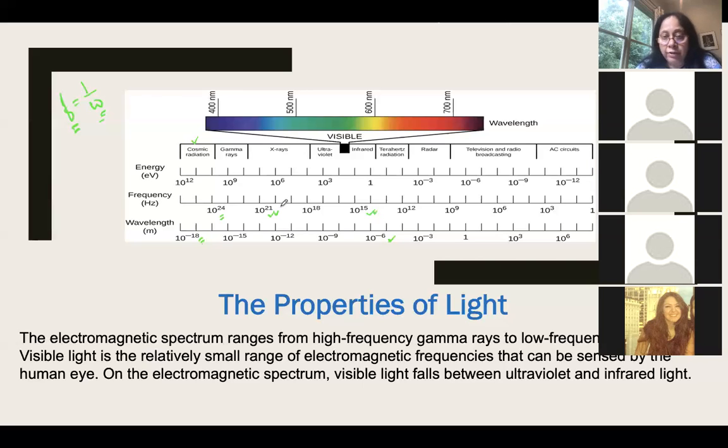Very high frequency, so the wavelength is very, very minute, 10 to the power minus 12. So that's the relationship between frequency, which is F, and wavelength, which is small w.